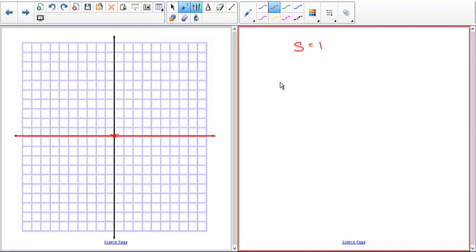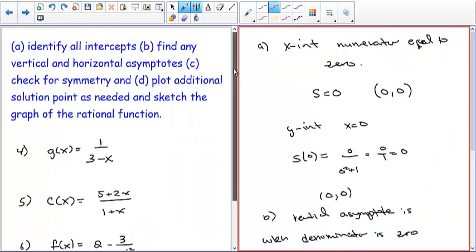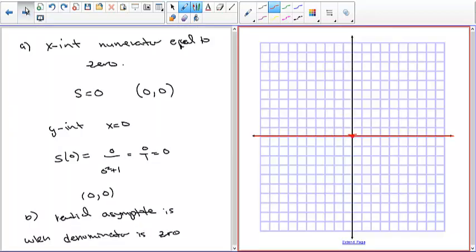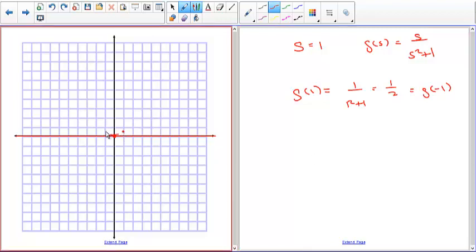So what we're going to do is evaluate this function, which we're calling g of s. So g of s is s over s squared plus 1. So let's do g of 1. So you get 1 over 1 squared plus 1, which is a half, because we get 1 squared, which is 1. 1 plus 1 is 2. Okay, so that's also equal to g of negative 1. So let's plot that. 1, a half, negative 1, a half.